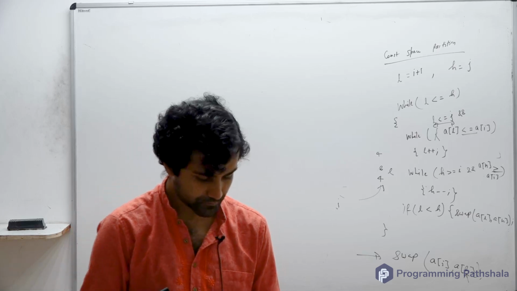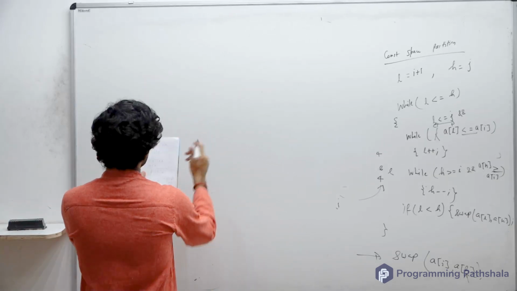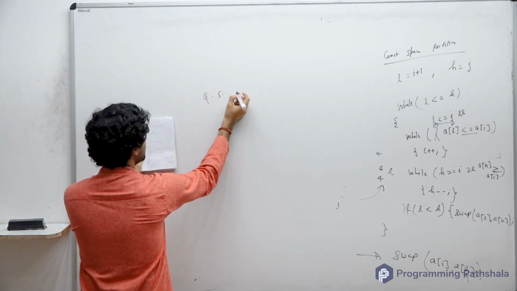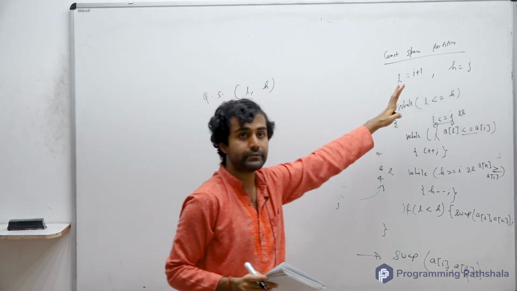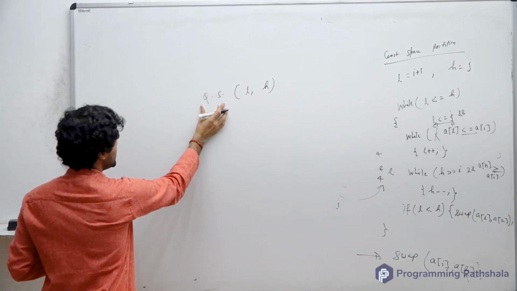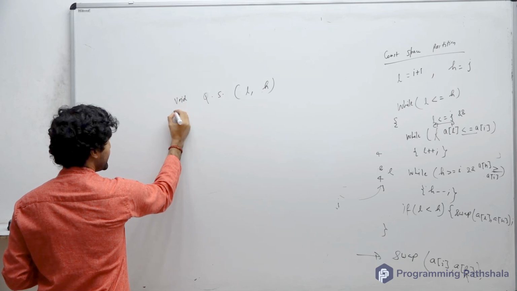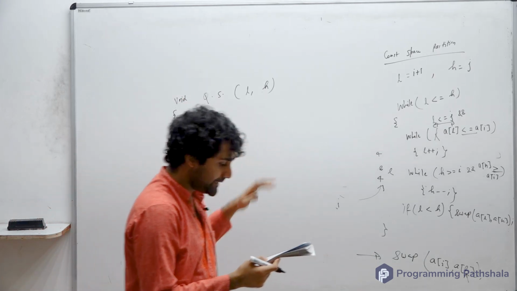Now, how is the code for my quick sort going to look? So let's say this is my quick sort. This will take low and high, which denote the portion of the array which is supposed to be sorted. Initially low will be 0, high will be n minus 1. It will have a return type of void, as it is not returning anything. So tell me, what does it do?